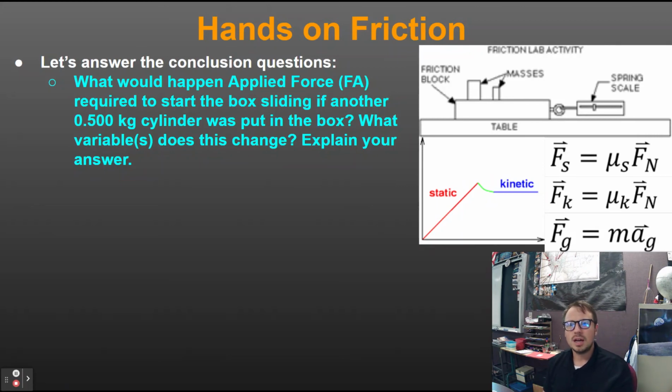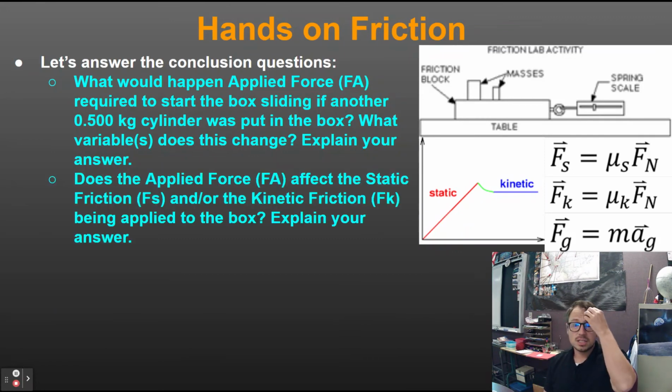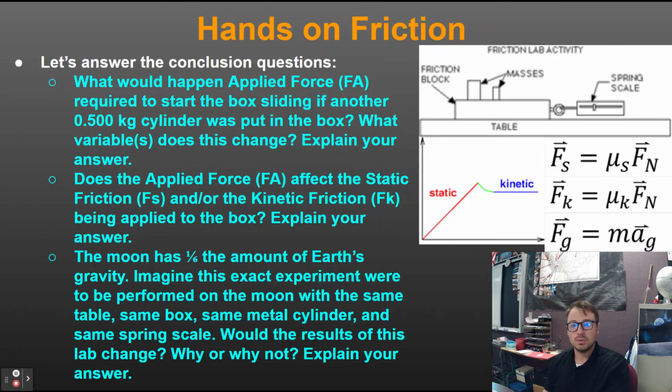What would happen to the applied force required to start the box sliding if another half a kilogram cylinder was put in that box? What variable does this change? This doesn't change the nature and condition of surfaces. What this does change is the normal force, how hard those objects are pressed together. Does the applied force affect the static friction or the kinetic friction being applied to the box? The applied force affects the static friction, because remember, kinetic friction does not depend on the applied force.